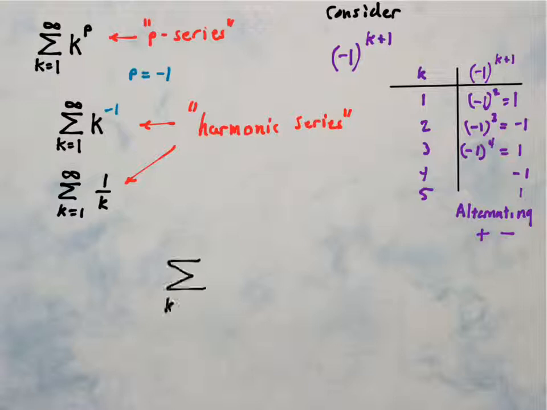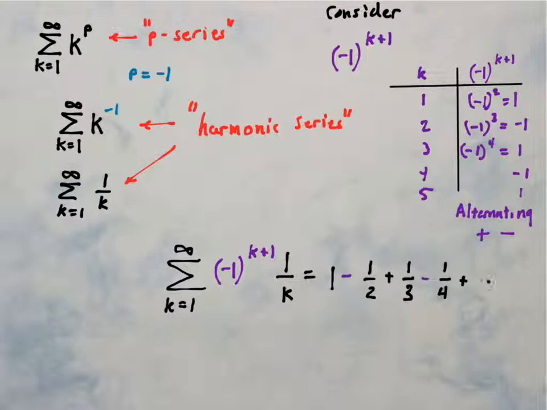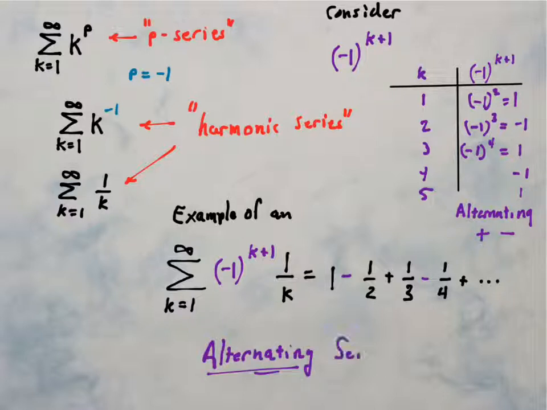So what? Well, you will often see series that have -1 to the k plus 1 times some other part. That creates an alternating series. Here's an example of an alternating series. This is specifically an alternating harmonic series.